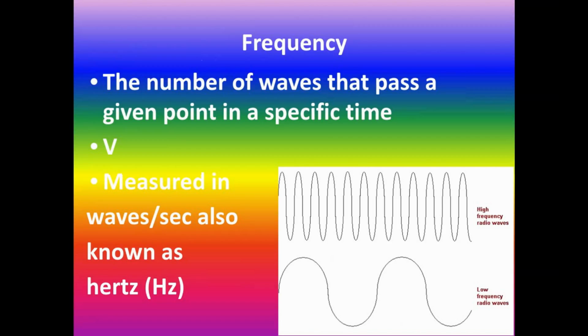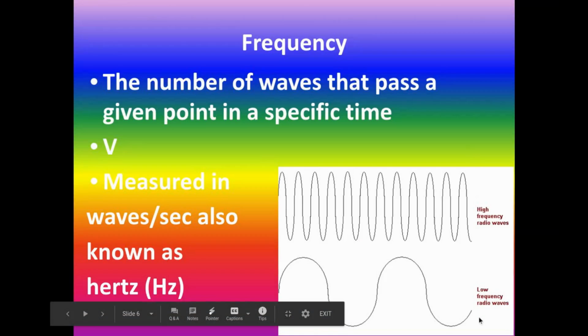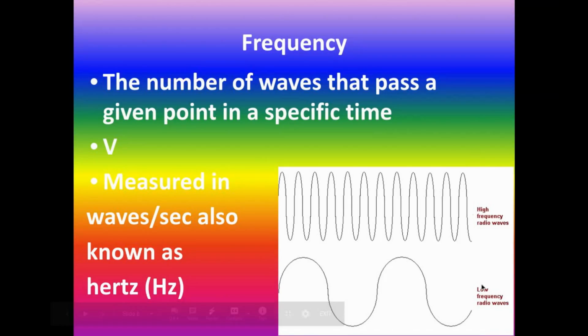Frequency is like a speed or a velocity. How fast is that wave moving? Or how many waves are going to pass a point in a certain amount of time? If we look at these two examples here, if I were to draw a line and ask how many waves would pass that line in 30 seconds, the top row would have more waves pass that line in the same amount of time as opposed to the bottom example. So this top row would have a higher frequency, but a shorter wavelength.